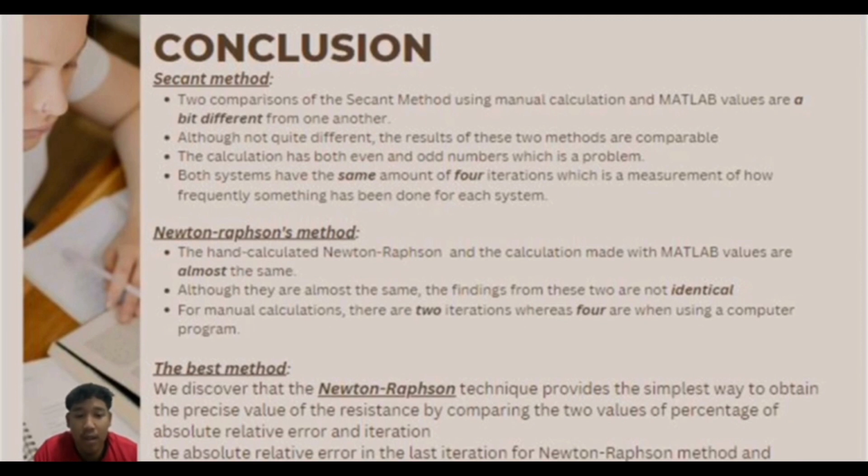For the Newton-Raphson method, the hand calculation and the calculation made with MATLAB values are almost the same. Although they are almost the same, the findings from these 2 are not identical. For manual calculation, there are 2 iterations, whereas there are 4 when using a computer program.